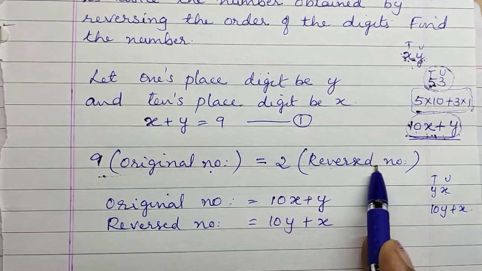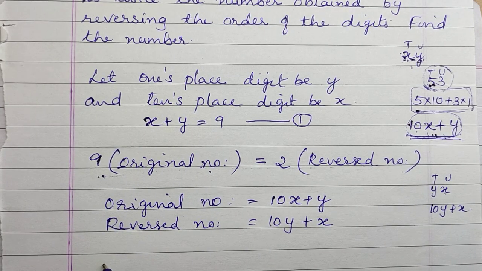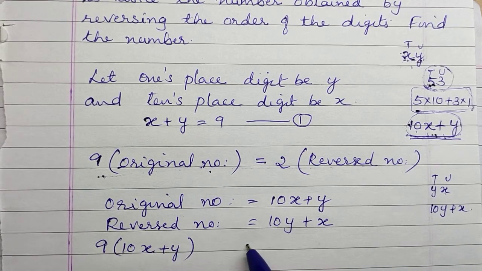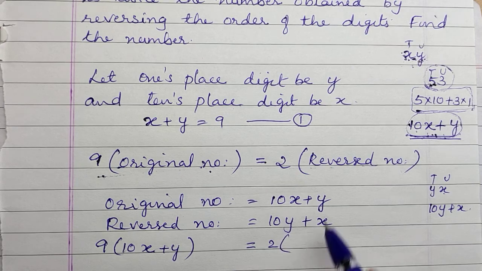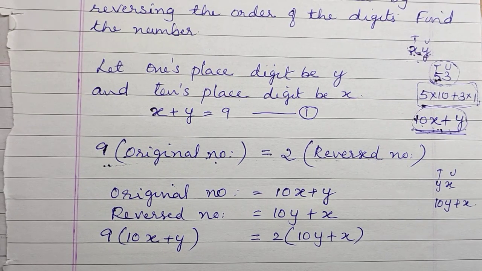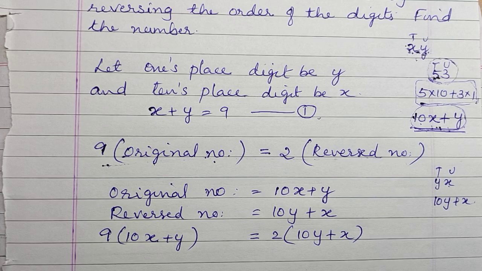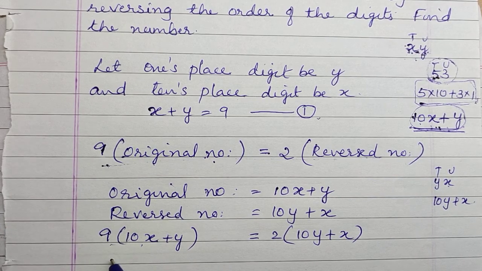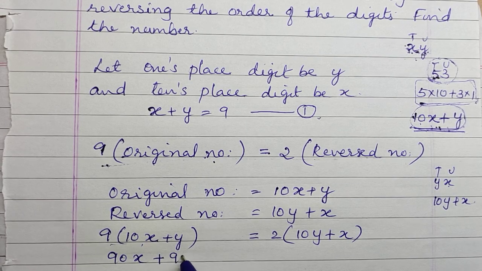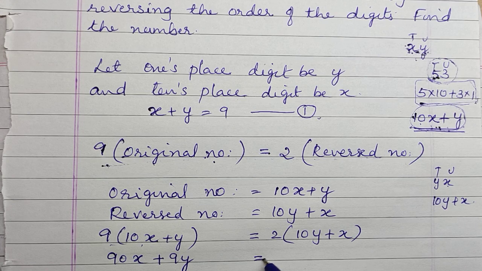So now you have to take this: 9 into the original number, that is 9 into 10x plus y, equals 2 times the reversed number, 2 into 10y plus x. So this is the format. Now open the bracket and make it in equation form, and then solve that equation. So 9 into 10x is 90x plus 9y equals 2 into 10y, 20y, plus 2 into x, it is 2x.